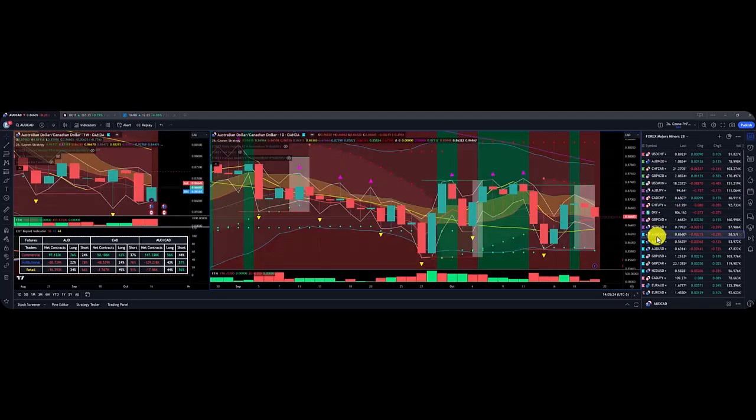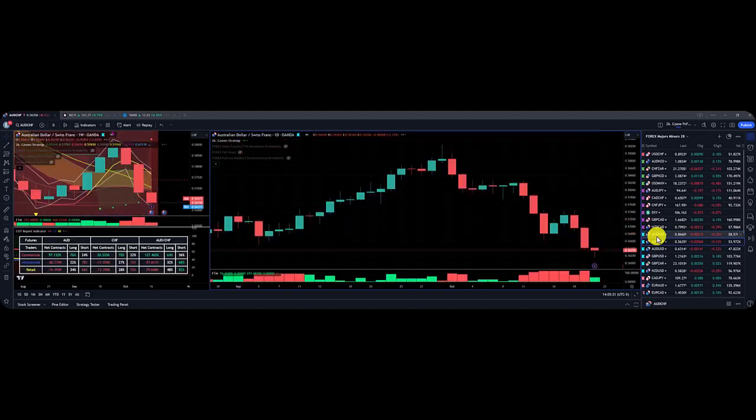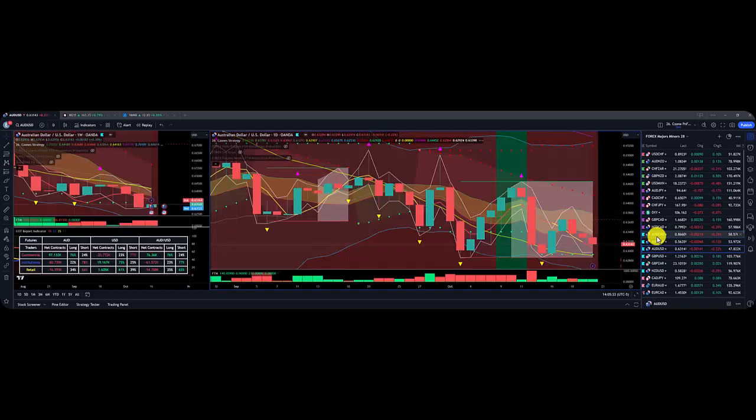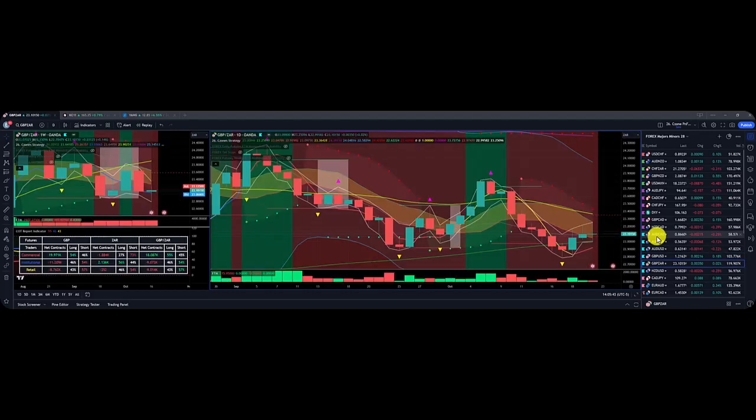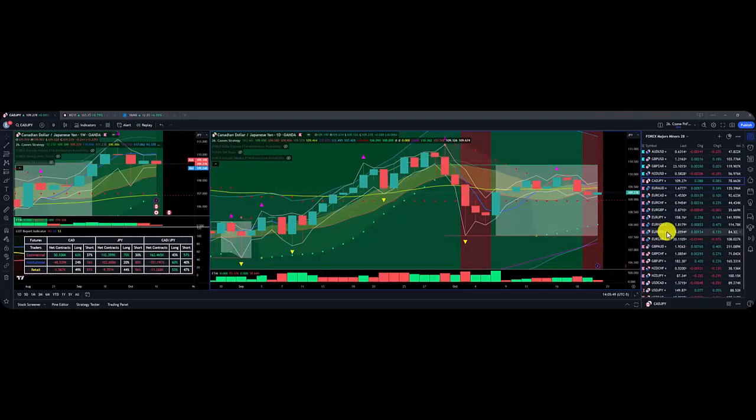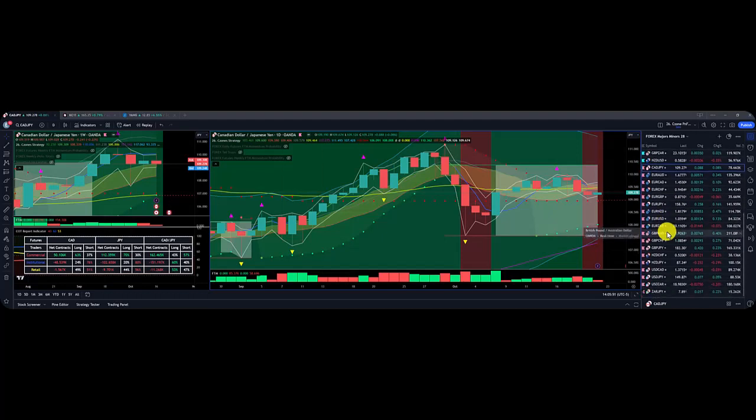Everything crowded out to the short side with no weekly confirmation is Aussie dollar, Canadian dollar, Aussie dollar, Swiss franc, Aussie dollar, US dollar, British pound, US dollar, British pound, South African rand, New Zealand US dollar.